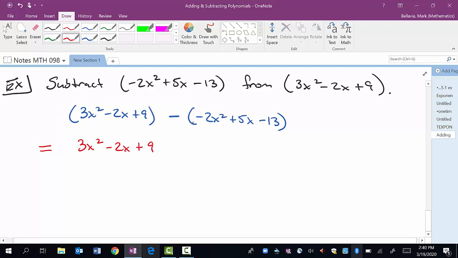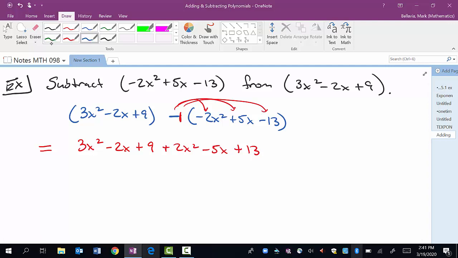Here, this is a negative. Remember, if you have subtraction of a polynomial, there's really a negative 1 in front. It means you have to multiply the negative through. The negative belongs to all the terms. So multiplying the negative through, a negative 1 times negative 2x squared makes it positive 2x squared. A negative 1 times a positive 5x makes it negative 5x. And a negative 1 times a negative 13 makes this plus 13.